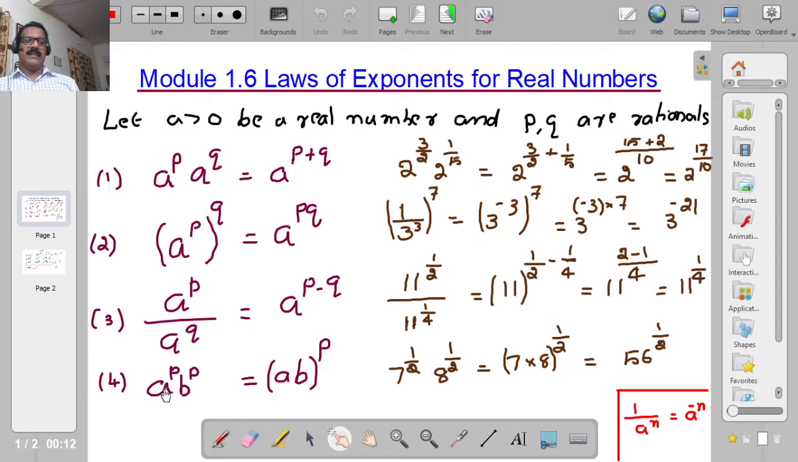Next is a raised to p times b raised to p. A raised to p is the multiplier, b raised to p is the multiplicand.